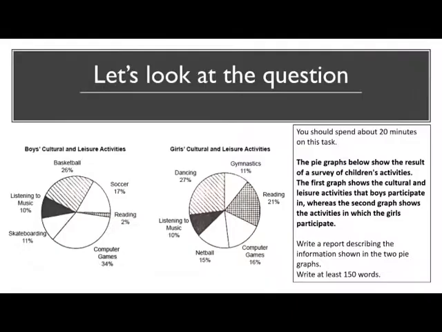Let's look at the question. The question says, you should spend about 20 minutes on this task. The pie graphs below show the result of a survey of children's activities. The first graph shows the cultural and leisure activities that boys participate in, whereas the second graph shows the activities in which the girls participate.